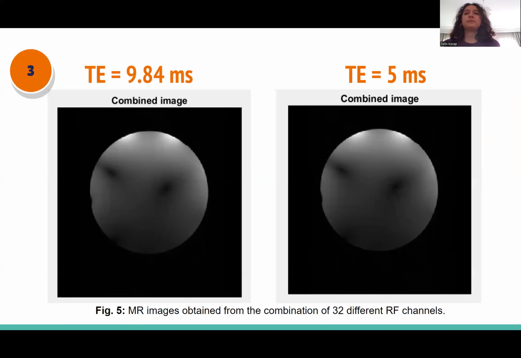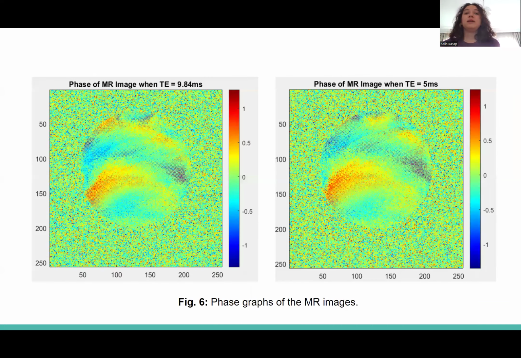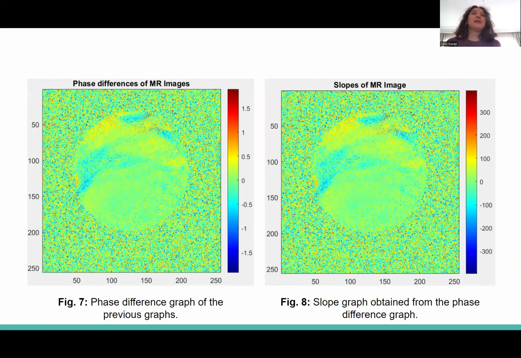And I combined the images from the 32 different RF channels, and I obtained these two images, which look very similar. And after that, I looked at their phases and obtained these two graphs. Again, they look very similar. And then I subtracted the 5 milliseconds phase from the 9.84 milliseconds phase, and I obtained the graph in figure 7.